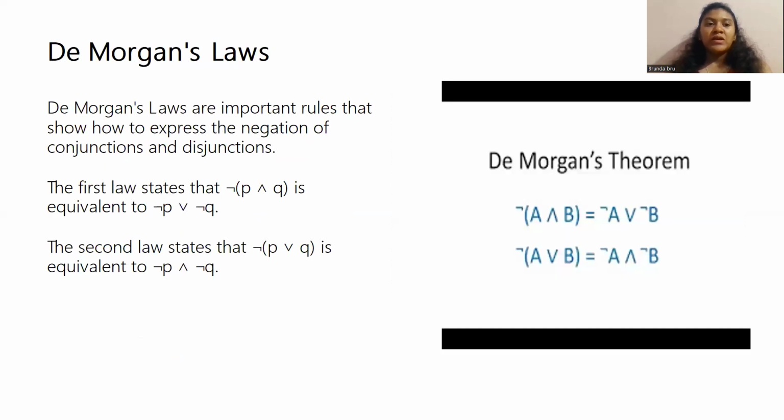De Morgan's laws. De Morgan's laws are important rules that show how to express the negation of conjunctions and disjunctions.